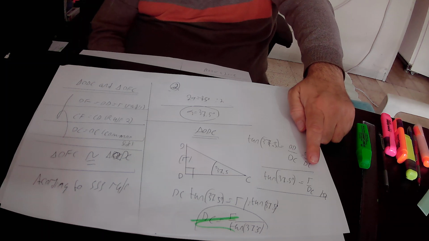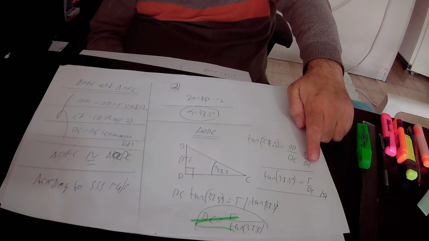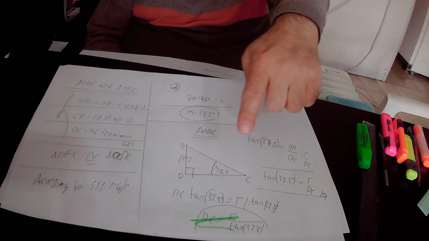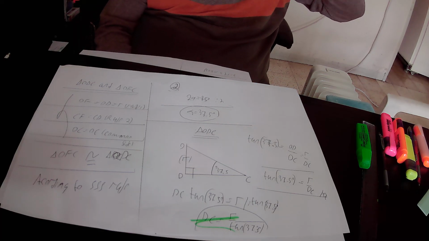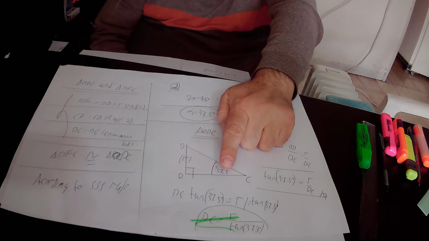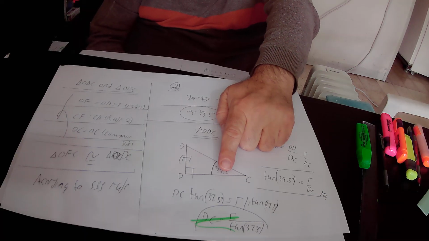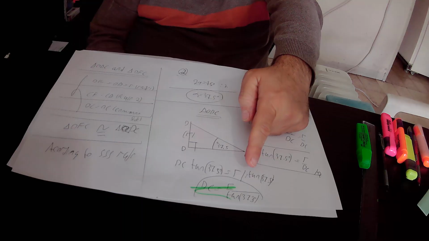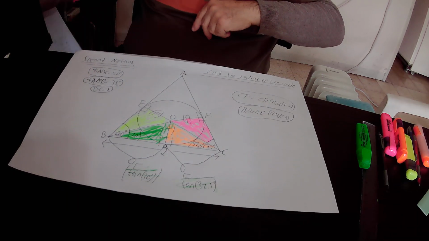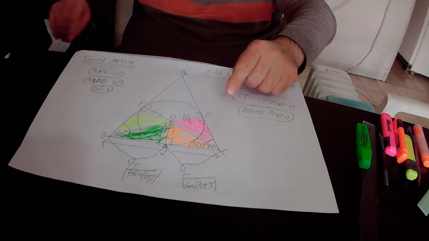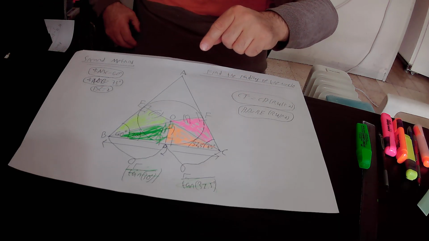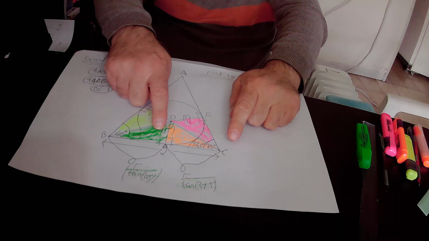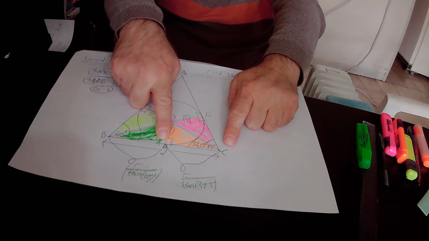We multiply this equation by DC and finally found that R equals DC times tan 37.5 degrees. Here we divided this equation by tan 37.5 degrees and finally found that DC equals R over tan 37.5 degrees. Here, this side DC equals R over tan 37.5 degrees.